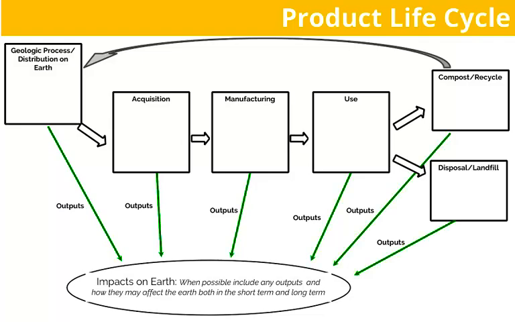Second, there are 2 possible pathways following the use stage: the compost recycle stage or the disposal landfill stage. If a product is recycled or composted, then raw materials may re-enter the product life cycle again. If a product is disposed of and enters a landfill, the cycle is disrupted.